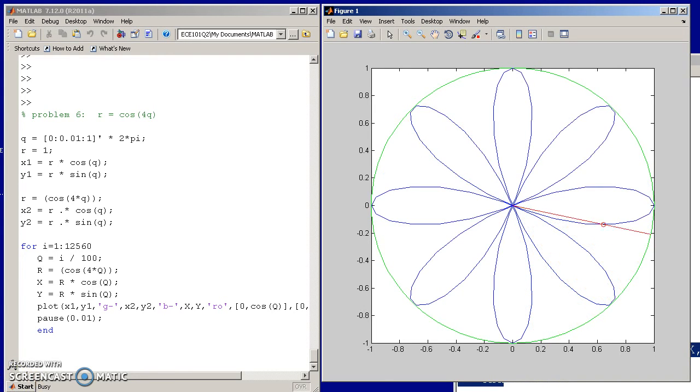Finally, the last problem on the homework, if r equals cosine 4 theta, I get this. For cosine theta positive, I get this part of the curve. When it's away from the red line, cosine theta is negative.